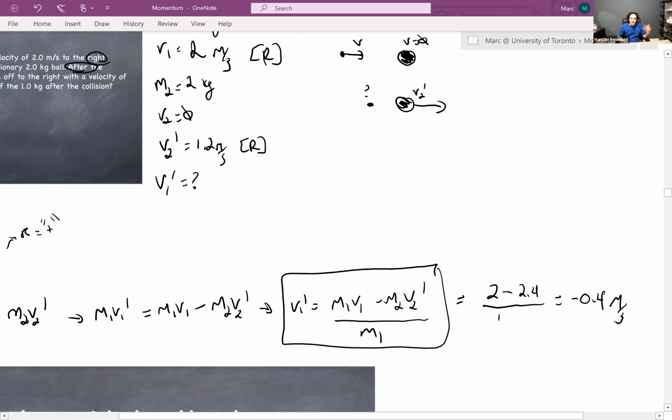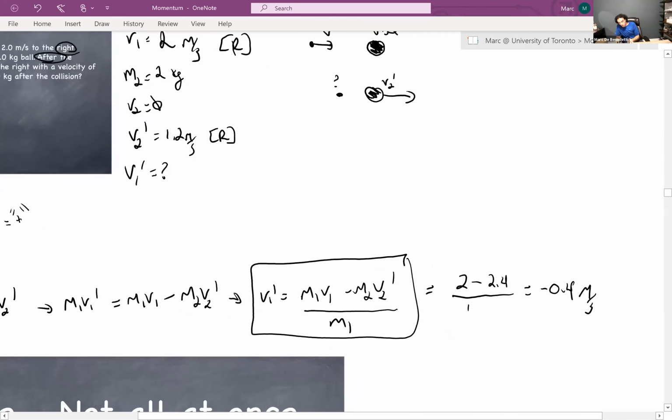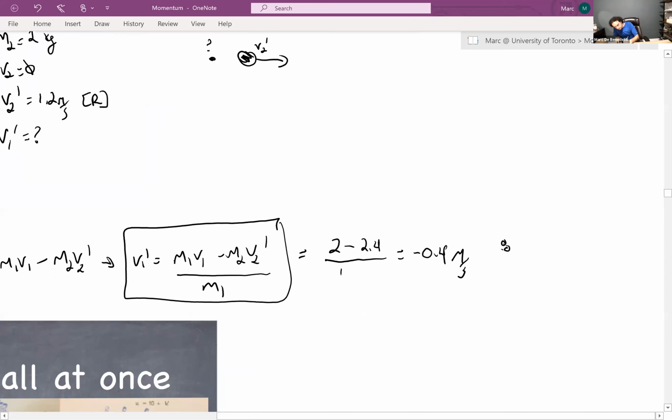So the fact that it's a minus means, well, I assumed it was traveling to the right, which is why I left it as positive in the equation. The fact that we got a negative sign means my assumption was wrong, which means I have to say, therefore, m1 is traveling to the left at 0.4 meters per second after the collision.